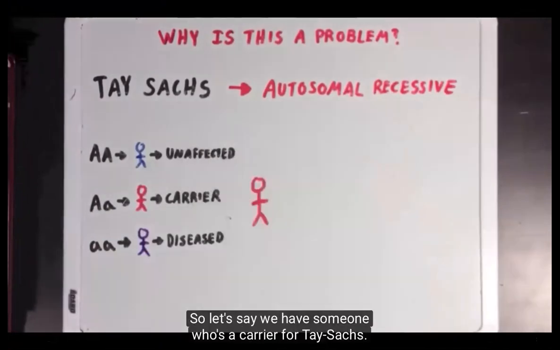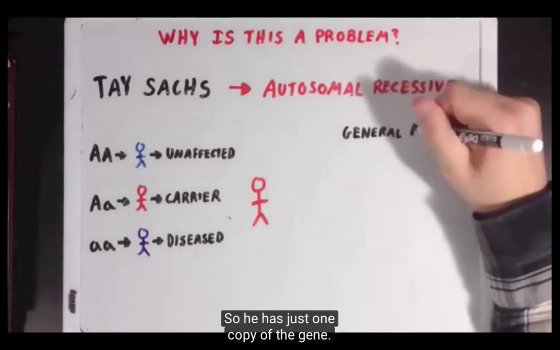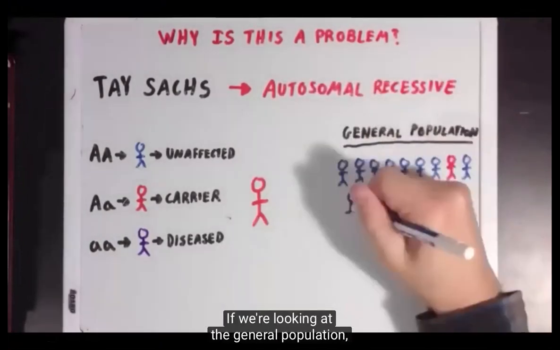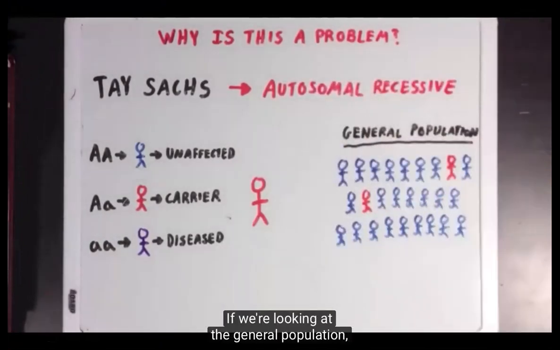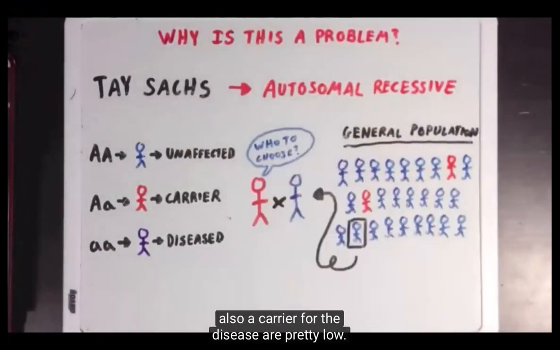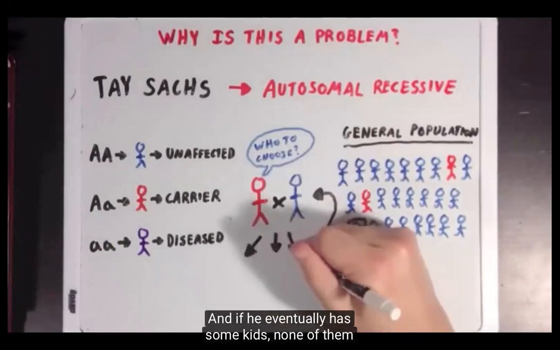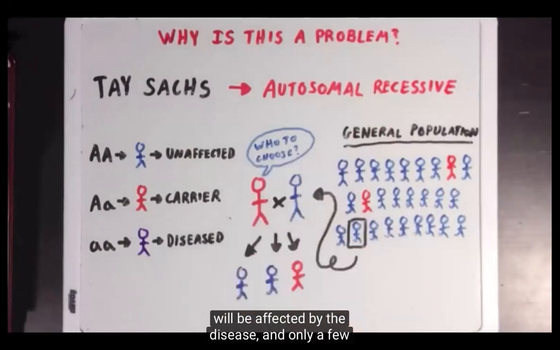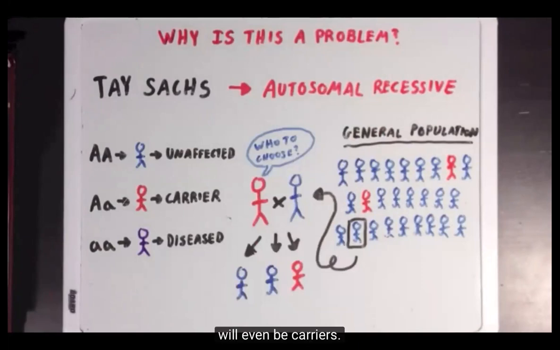So let's say we have someone who's a carrier for Tay-Sachs. So he has just one copy of the gene. If we're looking at the general population, we can see that the odds of the person choosing a mate that's also a carrier for the disease are pretty low. And if he eventually has some kids, none of them will be affected by the disease, and only a few will even be carriers. It's likely that the copies of the gene will be so spread out among the population that it would be quite rare for two carriers to actually end up mating together.